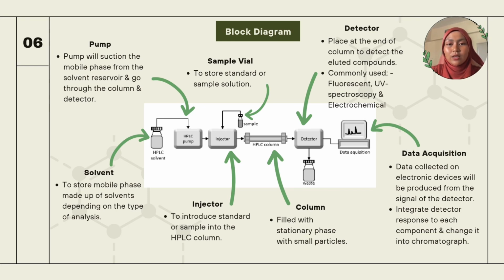Next, the HPLC column is usually made of polished stainless steel with a length between 50 and 300 mm and an internal diameter between 2 and 5 mm. They are commonly filled with stationary phase with small particles. After that, the detector is located at the end of the column to detect the eluted compounds. The commonly used detectors are fluorescence, UV spectroscopy, and electrochemical.